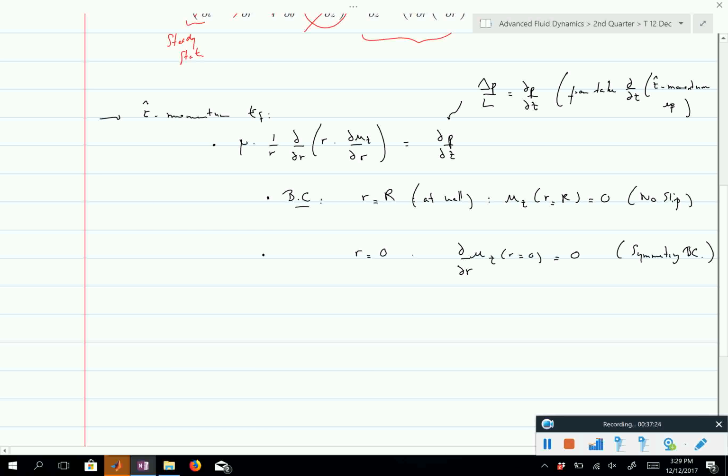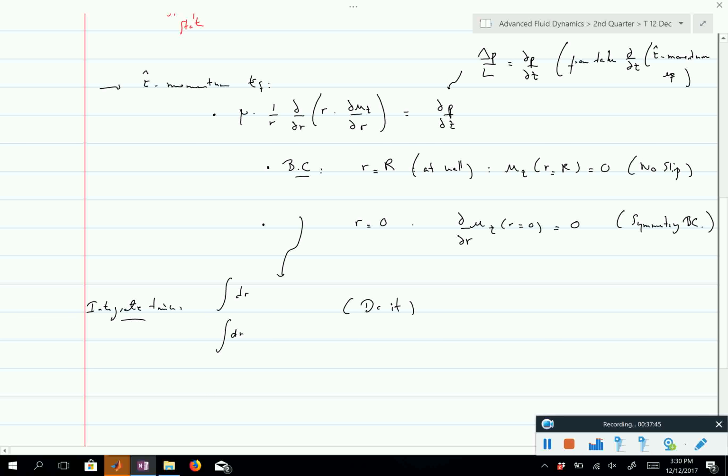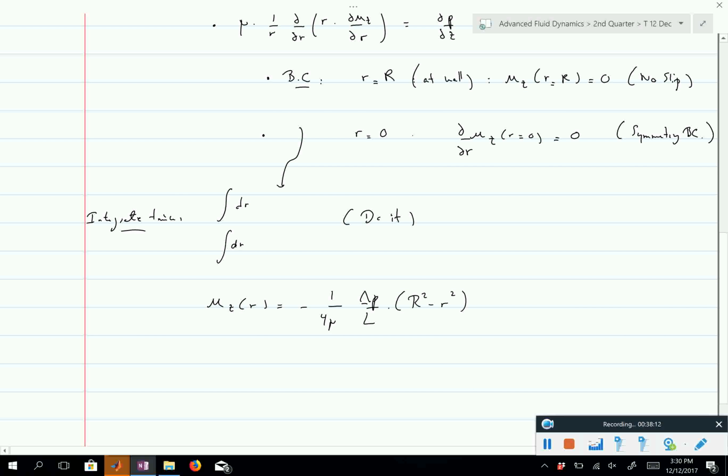Okay, I don't have time to do this integration, which is perhaps not such a bad thing. So you integrate in r once, and then you integrate in r twice. I think you should do it, and you get to the Poiseuille profile. So I'm going to write it here. uz is only a function of r and is equal to minus delta p divided by 4 mu. Sorry, I'm going to write it differently in a way that you recognize more: minus 1 divided by 4 mu, delta p divided by L, times capital R squared minus little r squared. This is the Poiseuille profile.